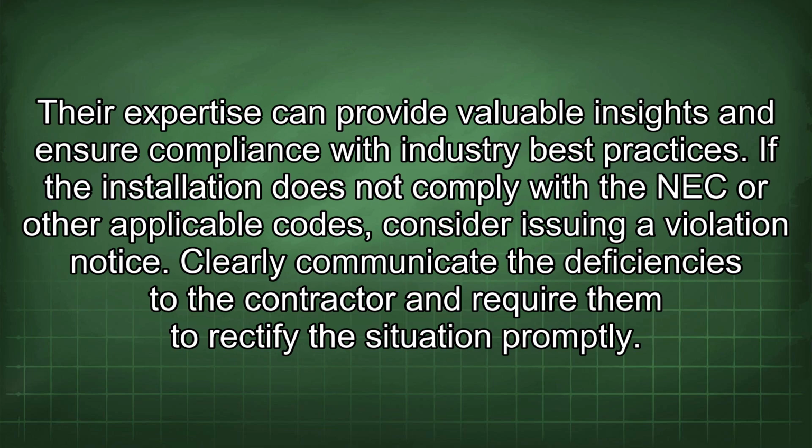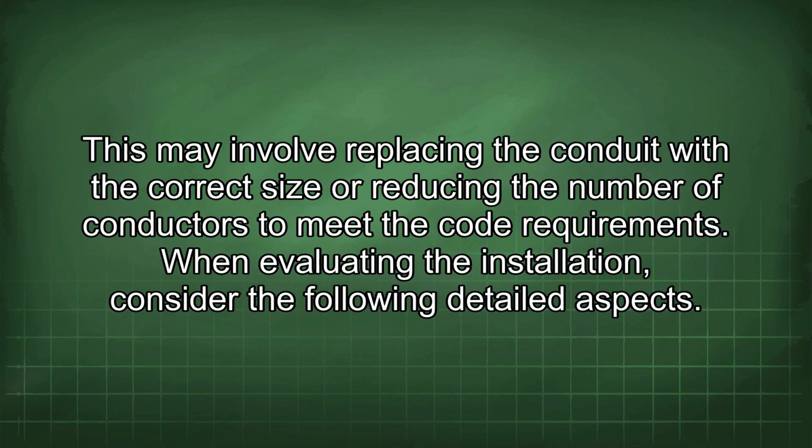If the installation does not comply with the NEC or other applicable codes, consider issuing a violation notice. Clearly communicate the deficiencies to the contractor and require them to rectify the situation promptly. This may involve replacing the conduit with the correct size or reducing the number of conductors to meet the code requirements. When evaluating the installation, consider the following detailed aspects.